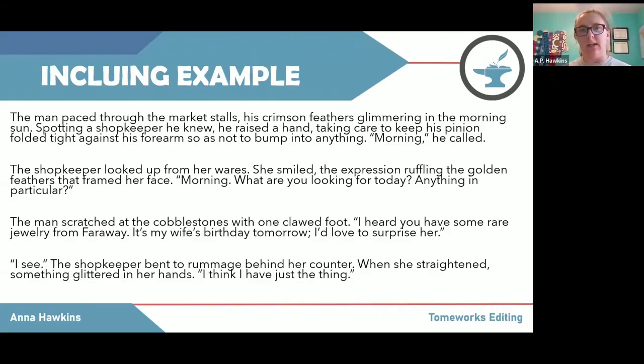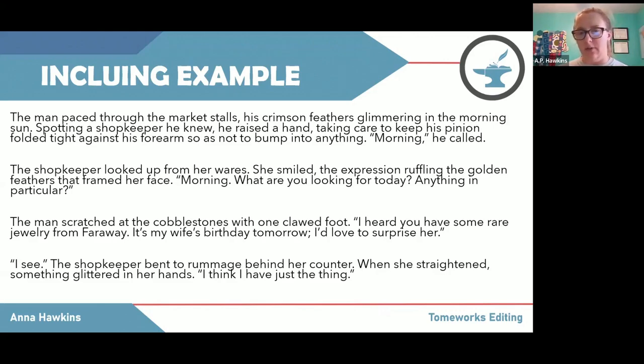Thanks, Shannon. So with this example, you can kind of see we're getting all of the same details about this character. We're still getting that they're feathered, that he has pinions that fold up against his forearm, and that he has clawed feet and isn't wearing shoes. And we're still getting that these characters don't have beaks and that the feathers frame their face instead of covering their whole face. So we're getting all the same details, but we're getting them as the plot is happening. We don't pause in the action to spend time explaining these details. We just keep on going and weave the details in as we go.